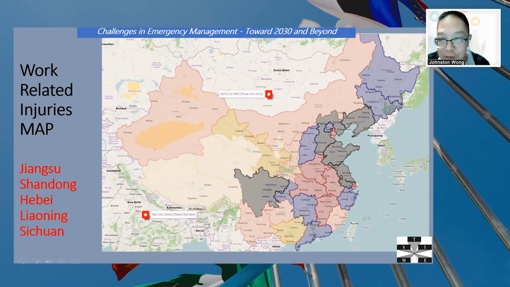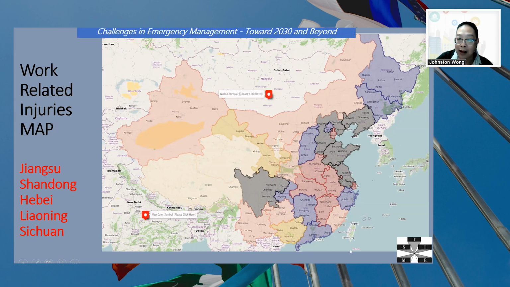Well, after the natural disasters, we then turn to some human disasters. The first one is work-related injuries. You can see the work injuries, the most serious provinces are actually on the eastern coast of China. So this is Zhejiang, Shandong, and then Hebei, and then also Liaoning. And interestingly, Sichuan is also one of those places with high work-related injuries.